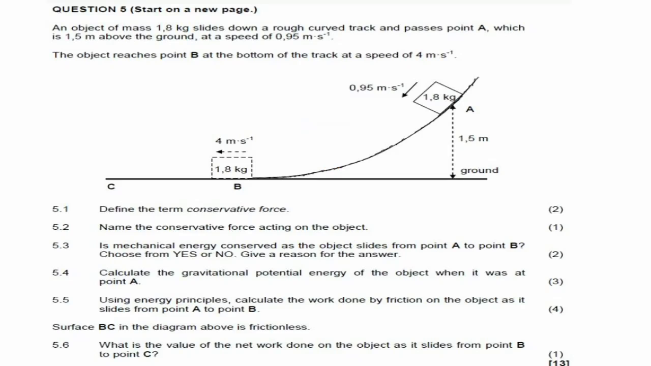Then 5.5 says using energy principles, calculate the work done by friction on the object as it slides down from point A to point B. So now I'm going to use the WNC formula. We can use this formula now because we know that there is a non-conservative force, which is friction. They told us this is moving down a rough curved track. So let's try to use the WNC formula and see if we can calculate the work done by friction.